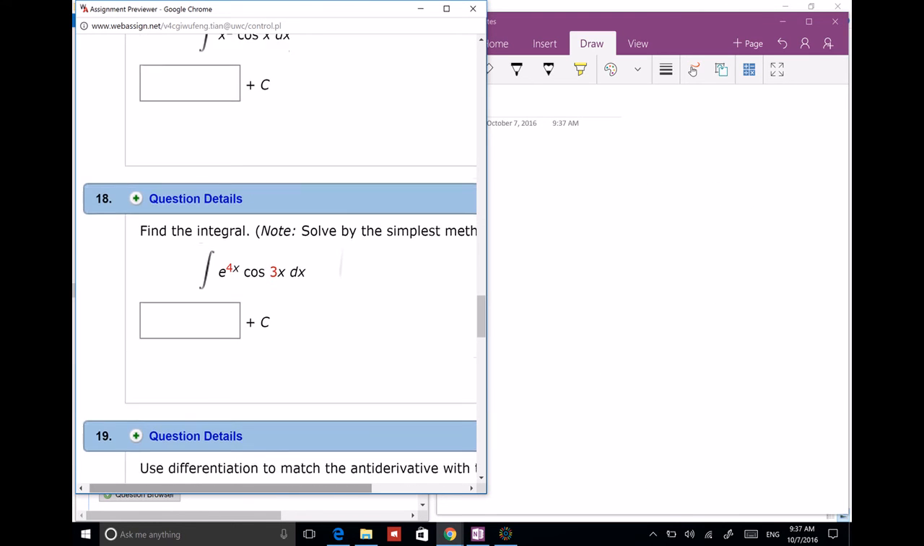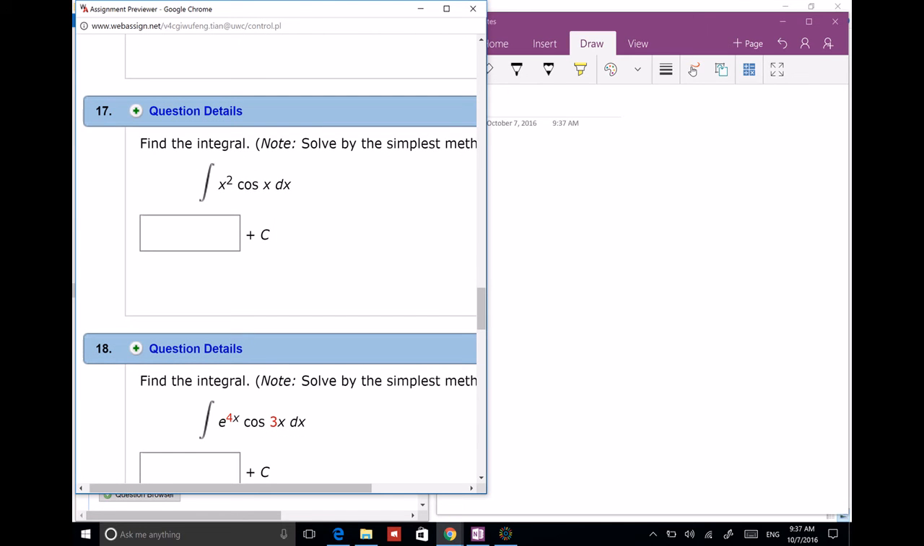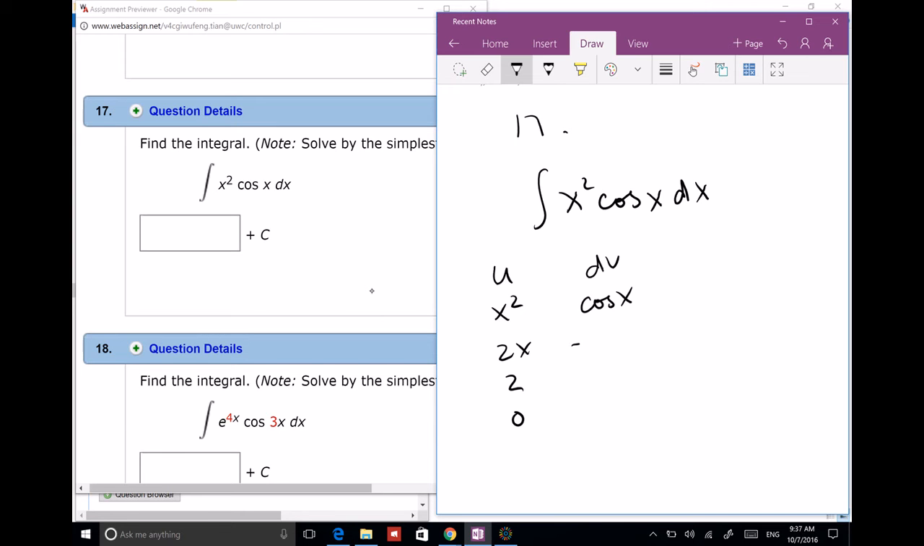Okay. So number 18 is kind of the problem I want to explain. Because number 17 is just so simple. That's why I didn't explain number 17. X squared cosine x dx. The reason I don't want to explain this one is you just do u equals x squared, 2x, 2, 0. We're done with this. I have a 0. You see, u is x squared, and dv is cosine x. The antiderivative of cosine is sine, and the antiderivative of sine is negative cosine, and then negative sine.